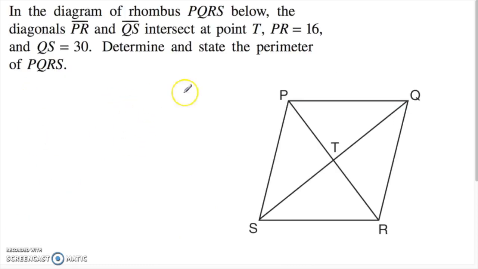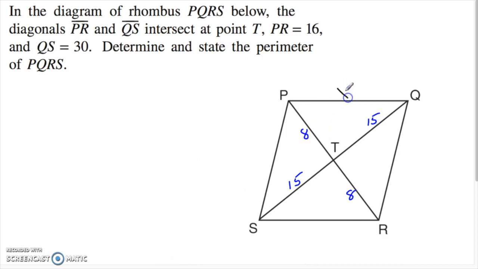So this time we've got a rhombus, PQRS, and they're telling us that PR is 16. So again, I'm not going to label PR 16. I'm going to label PT 8 and TR 8. And then they tell me that QS is 30. Again, I won't label this whole thing 30. I'll instead call that 15 and call that 15. And they're asking me to find the perimeter of the rhombus.